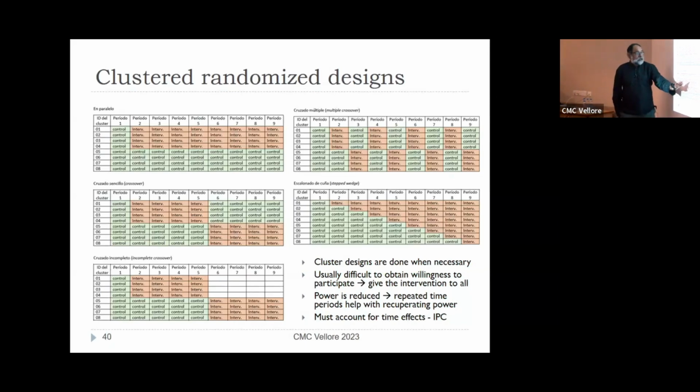I can do an incomplete crossover. So these people crossed over like that. Or I can do multiple crossovers if it's possible to remove it. So this goes and keeps alternating, like the stents kept alternating. But this is the stepped wedge.